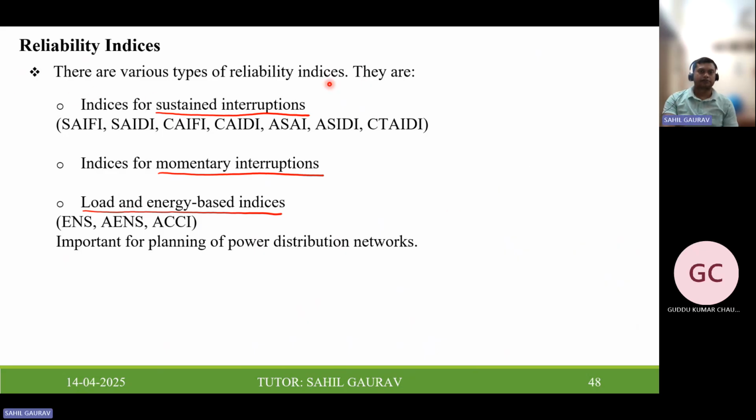So the reliability indices are of three types. These are indices for sustained interruptions, and these include SAIFI, SAIDI, CAIFI, CAIDI, ASAI, ASIDI, CTIDI, and indices for momentary interruptions. And then we have load energy based indices that include ENS, energy not supplied, AENS, average energy not supplied, and ACCI. And these are important for planning of power distribution network.